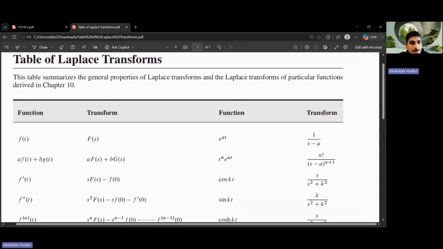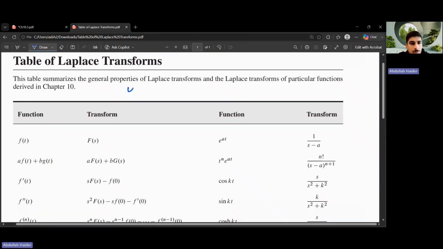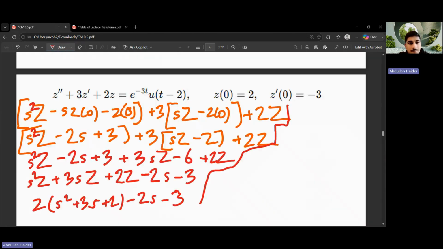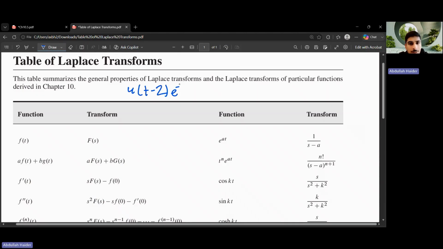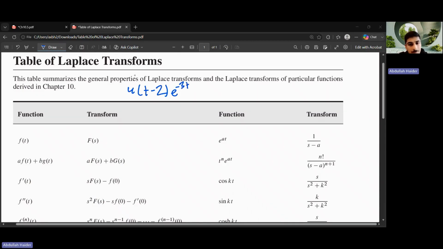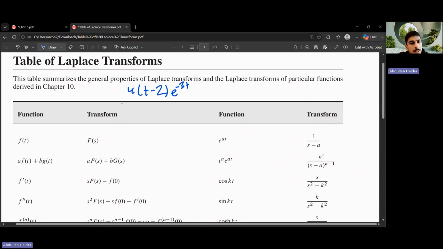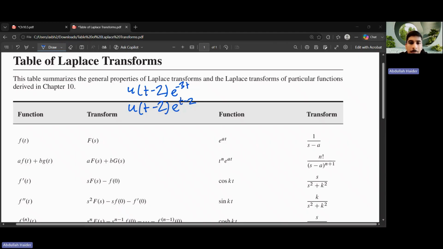We need to find the Laplace transform of u(t-2) e^(-3t). We need to find the Laplace inverse of this one. So in the end, we want something which has u(t-2), and we want something which has e^(t-2). All right, so we need to have something like that. And how can you do this? You need to do some thinking about this.